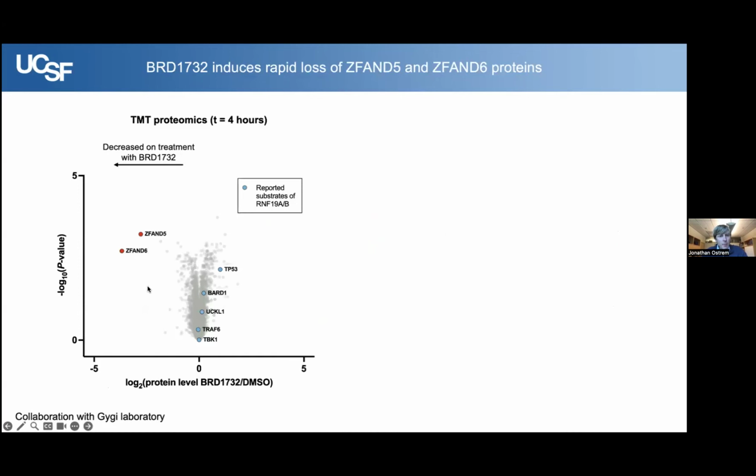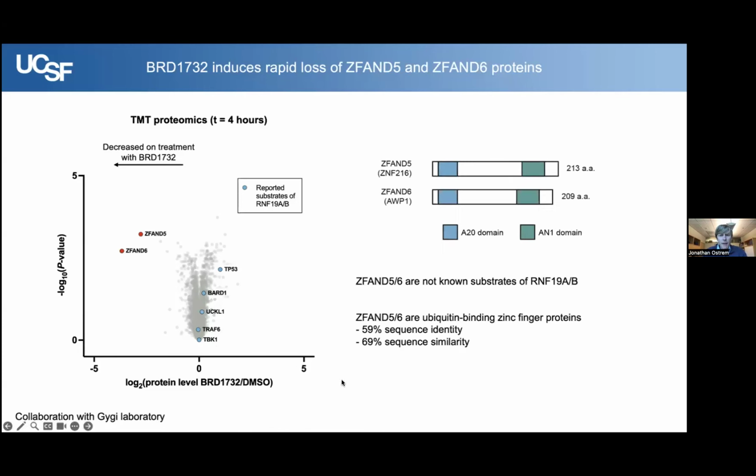These are not known to be substrates of RNF19A or RNF19B. Here in blue, I'm showing you what are reported to be substrates of RNF19A and RNF19B, and we can see that they're not actually dramatically changed at 4 hours. ZFAN5 and 6 are zinc finger proteins. They have two zinc finger domains, an N-terminal A20 domain and a C-terminal AN1 domain, and they're actually highly homologous. Within the A20 and AN1 domains, they're greater than 80% sequence identity.